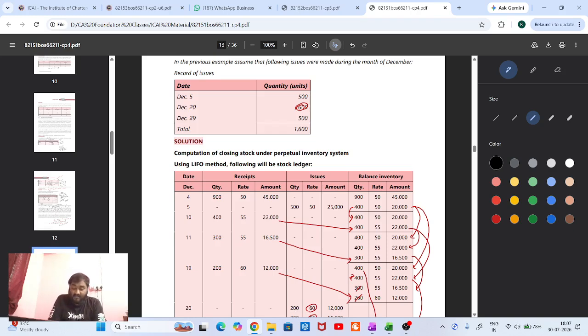So this is something you have to learn. The format is very simple. To prepare FIFO, LIFO, weighted average, the format is very simple: date, receipts, payments, balances. Instead of payments, we use the word issues. Payment is for liquid cash or bills, etc. Since inventory is not cash, we use the word issues.